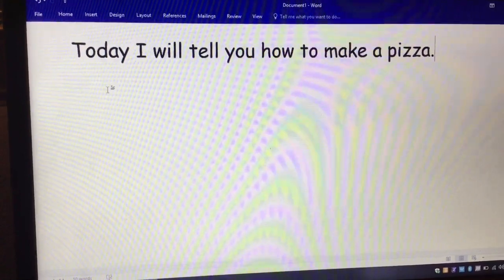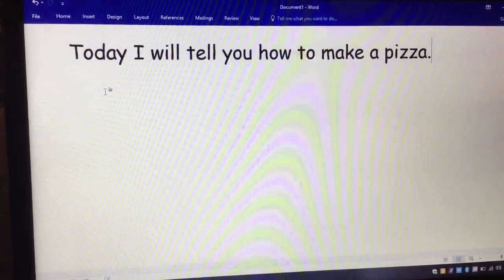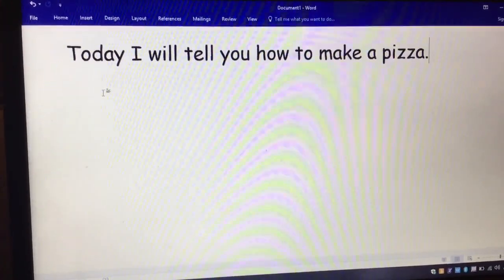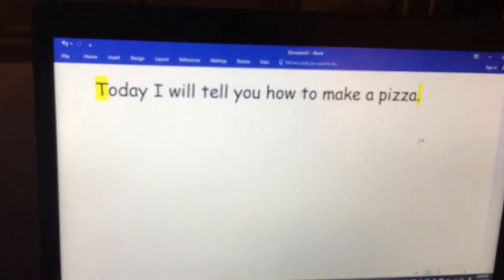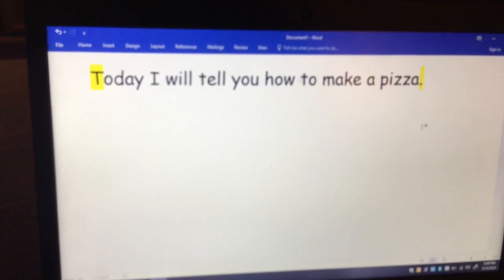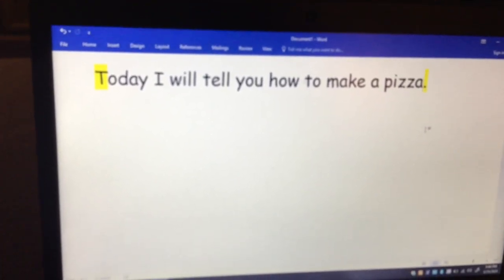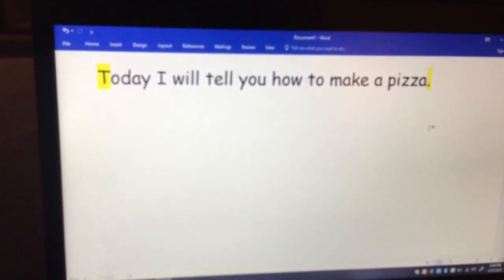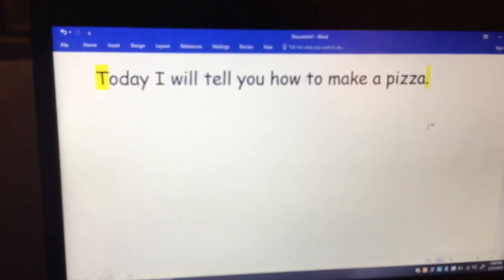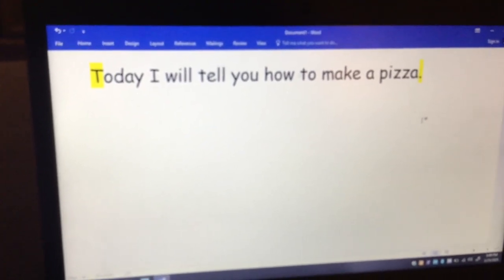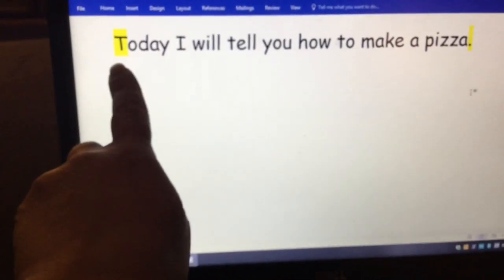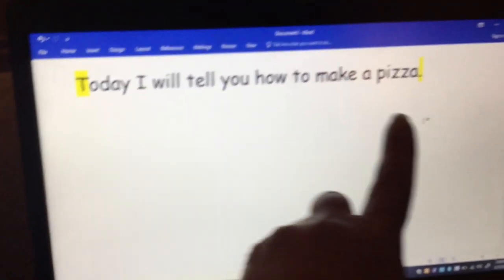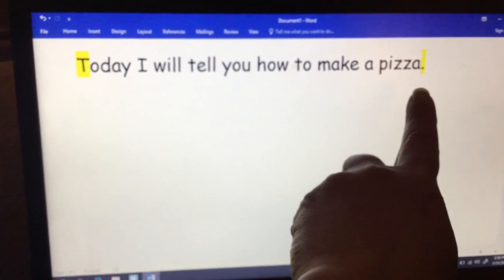And if you look here, Mrs. Leonard's opening sentence says, "Today I will tell you how to make a pizza." With all good sentences, you want to make sure that you begin with a capital letter and you end with a period. So let's look back at my opening sentence. Today, I will tell you how to make a pizza. As you see, Mrs. Leonard started with a capital T for today, and she ended her sentence with a period.